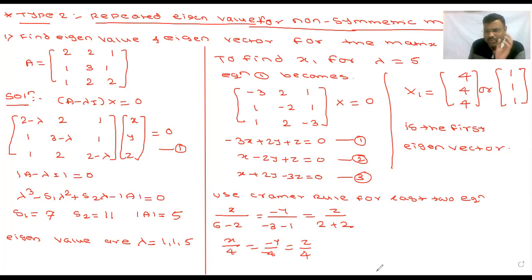But to reduce the calculation, we directly use Cramer's rule. So by Cramer's rule for two different equations. Now which two different equations? Either we use 1 and 2.